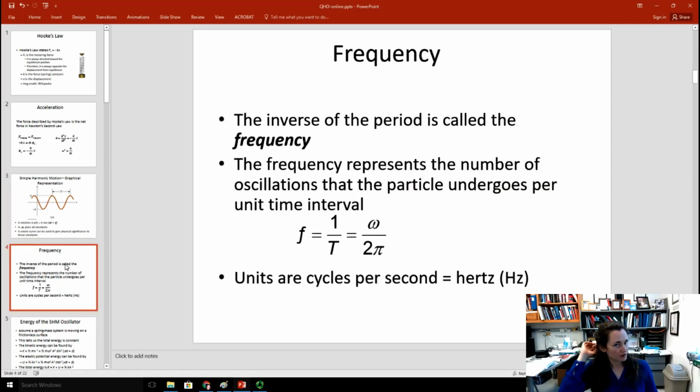The frequency of oscillation is equal to omega over 2 pi. And of course the frequency of oscillation is 1 over the period, and the period T here is the time that it takes for one full oscillation to occur. Now the SI unit of frequency is the hertz, which is 1 cycle per second. That's the SI unit.